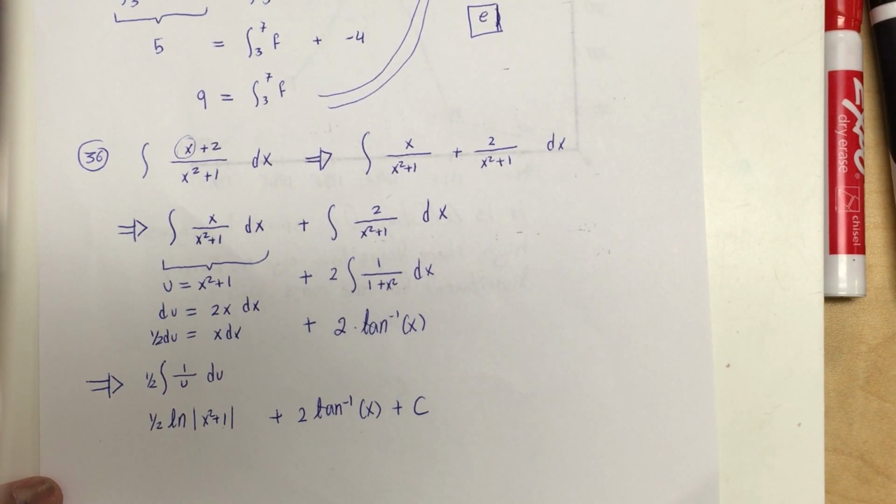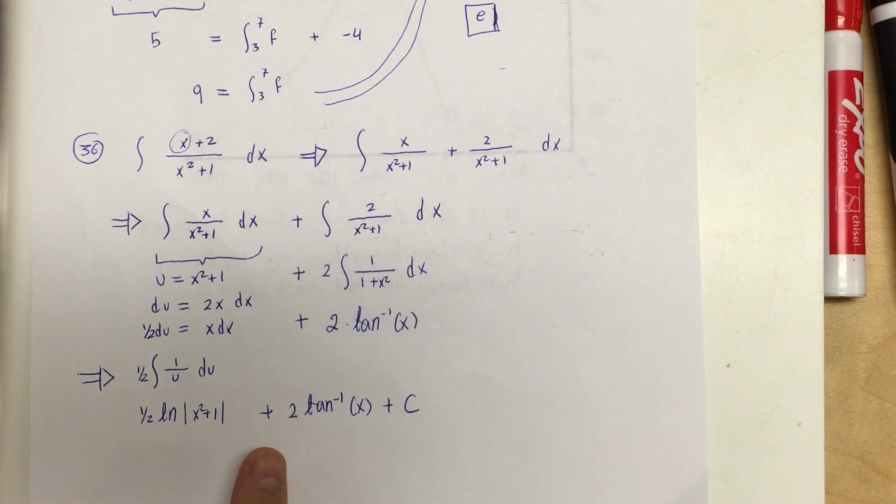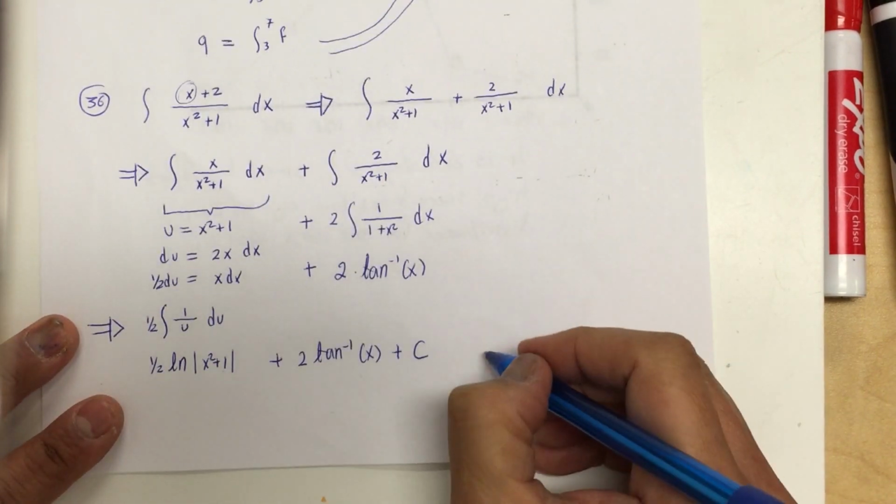And that matches up with option E as well. I'll double check to make sure it is E. And it is E. All right, very good. Okay, so this is E.